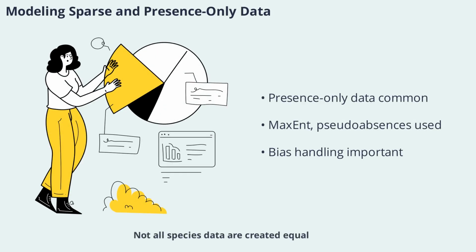Not all species data are created equal. Some datasets only record where a species has been found without information on absences. Techniques for modeling presence-only data include envelope models, distance metrics, and newer methods like MaxEnt and regression with pseudo-absences. While presence-absence data are generally preferred, presence-only models are valuable when systematic surveys are lacking. Ongoing research aims to improve methods for handling biases and evaluating these models.